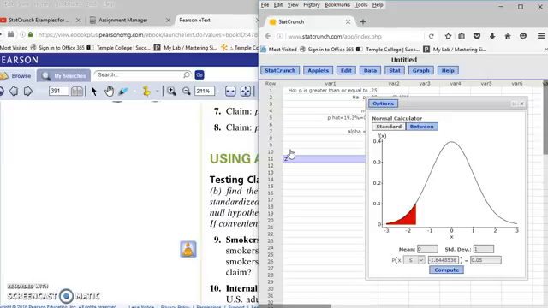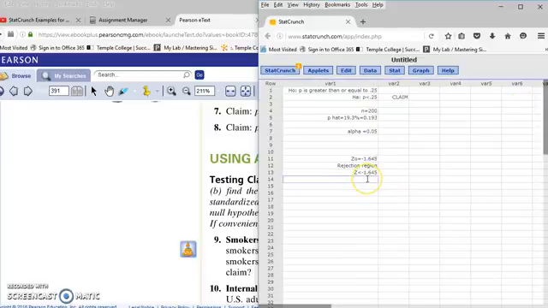So Z critical, I think in your book they're using Z sub O, but it's the critical value, and it is negative 1.645. And so the rejection region is if your test statistic were anywhere in this red, which is if your Z test statistic were less than negative 1.645. So I'm going to close my graph here. This gave me my rejection region in red here. So there's my rejection region.